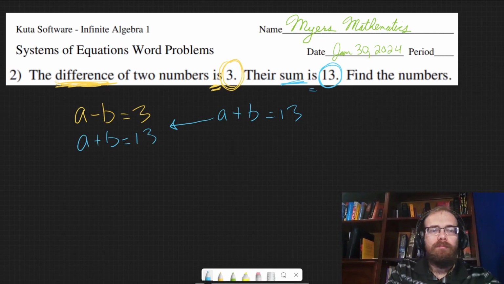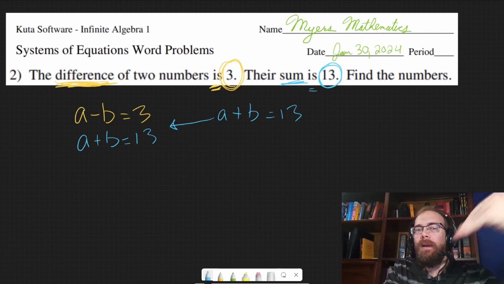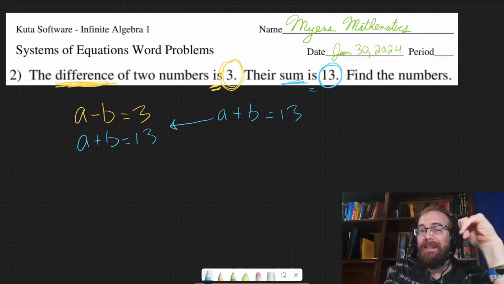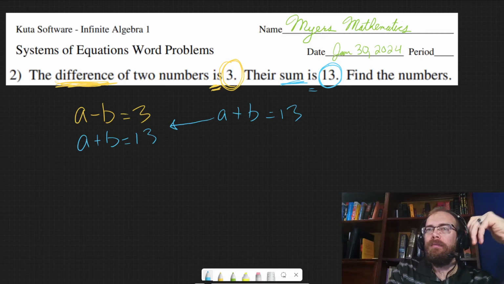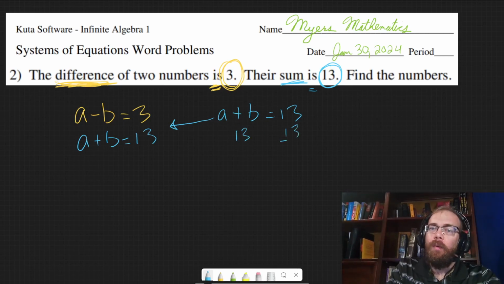Basically, the reason why I can do this, if you've ever wondered why systems of equations stuff even works, or elimination specifically here, is because since a plus b is equal to 13, I'm just adding 13 on both sides. You can add whatever you want to both sides. I could add 13 to both sides right now if I wanted to. Then it would be a plus b plus 13 equals 13 plus 13. I can just do that because in an equation, you can do whatever you want as long as you do it evenly to both sides.